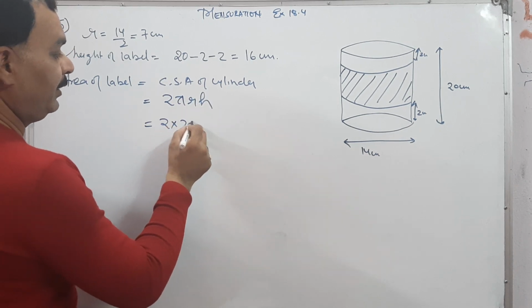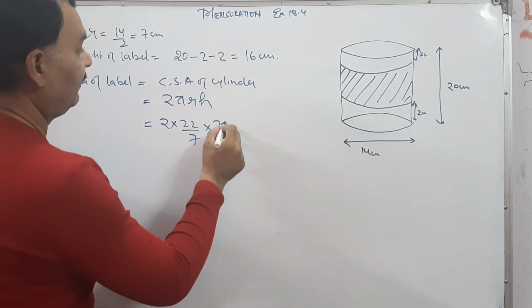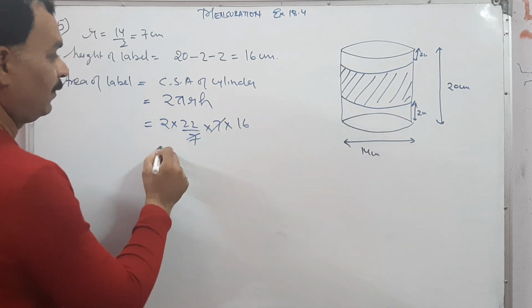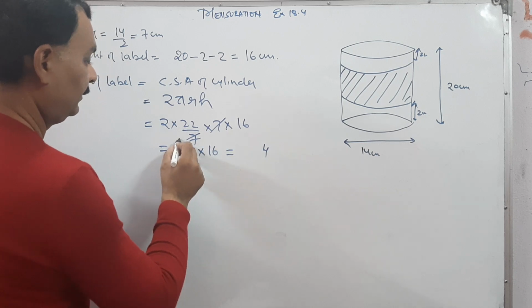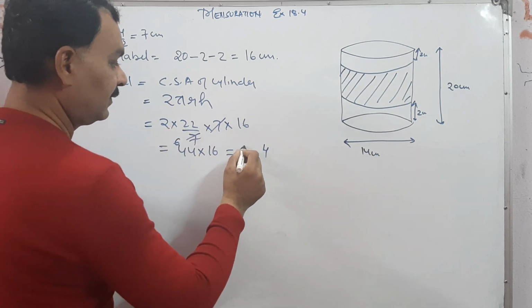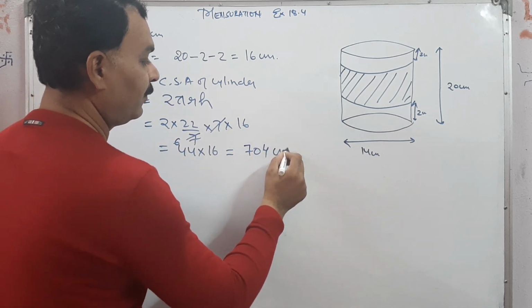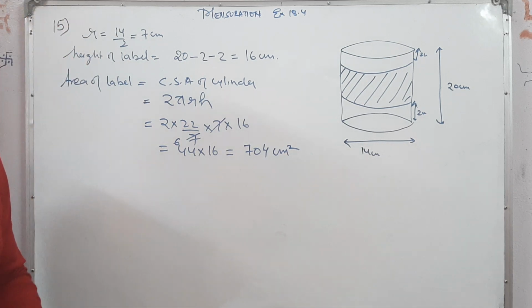Now 2 into 22 by 7, R is 7, H is 16. 44 into 16, 16 4s are 64, 64, 6, 704 centimeter square.